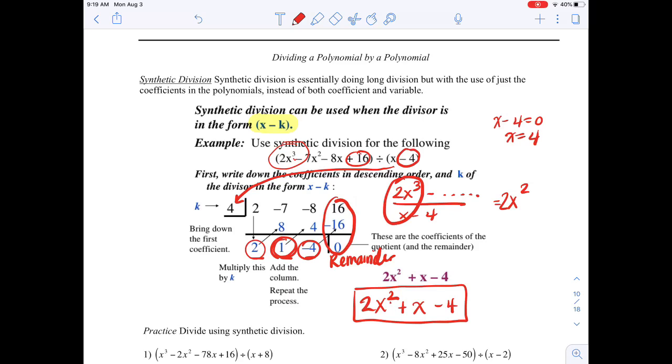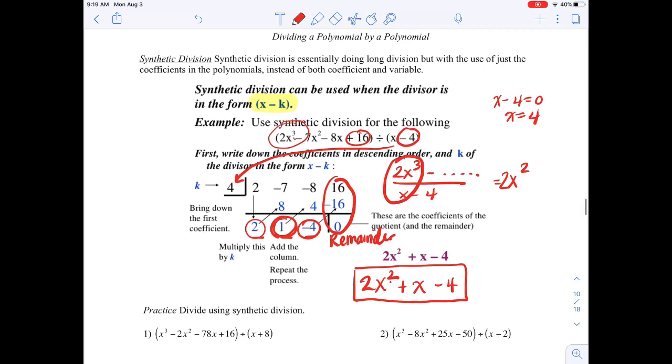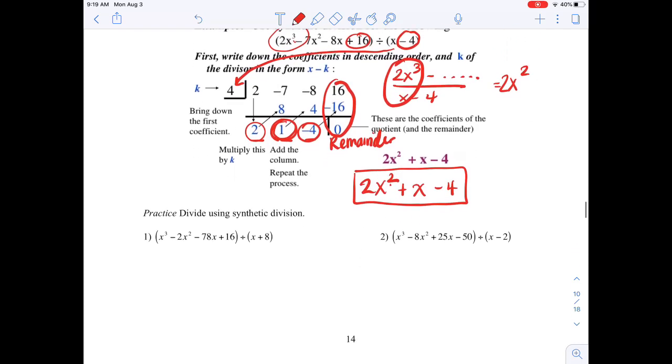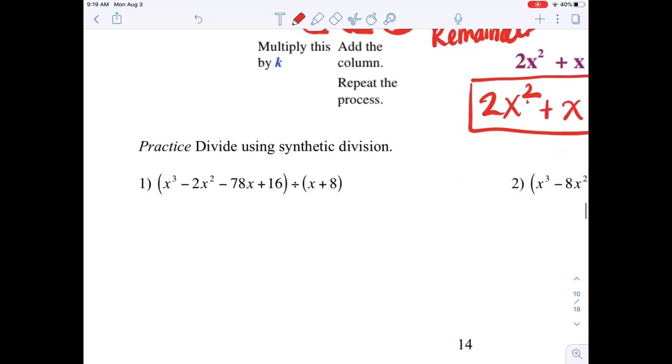And then similar to what we had before, if you had a remainder, you would add it on as a fraction on the end. Okay, so that's the general procedure. Now let's see it put into action a little further.